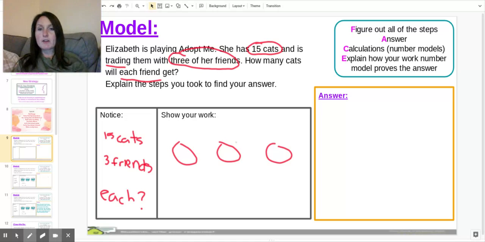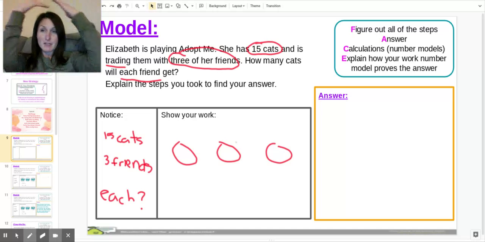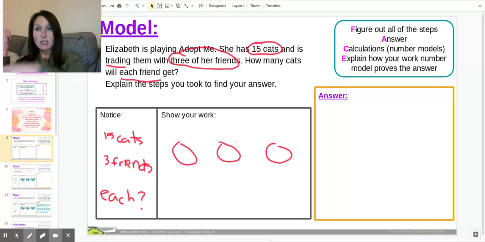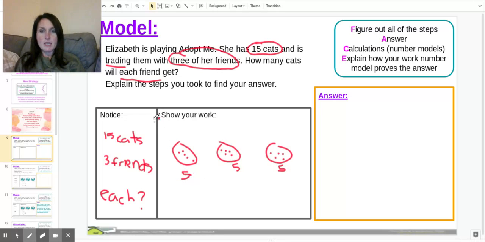And now when I know what I'm trying to figure out, like how many each friend would get, if I have 15 total and I have 3 people and I'm giving each of them some of my 15, then I would think, okay, I've got 3, so I have 15 total. So I did 1, 2, 3, 4, 5, 6, 7, 8, 9, 10, 11, 12, 13, 14, 15. Okay, and now I have stopped at 15 because that's my total. So each one of these has 5. 5, 5, and 5. So how many will each friend get? They each should get 5.